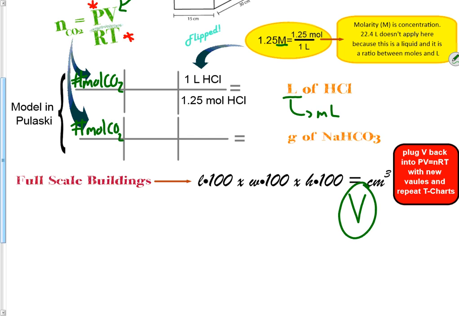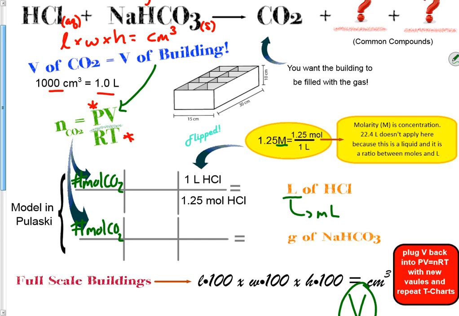And then I wrote here, I'll just read it once, and I have a typo: plug volume back into PV = nRT with new values, not lose, and repeat T-charts. Translation, guys: if you put in your new volume, just don't overwhelm yourself here. New volume, you put in the pressure and the temperature of Norway, or the pressure and the temperature of Venezuela, you get an n, you just plug in the n's, T-charts are exactly the same. That's all you have to do for the bigger calculations.